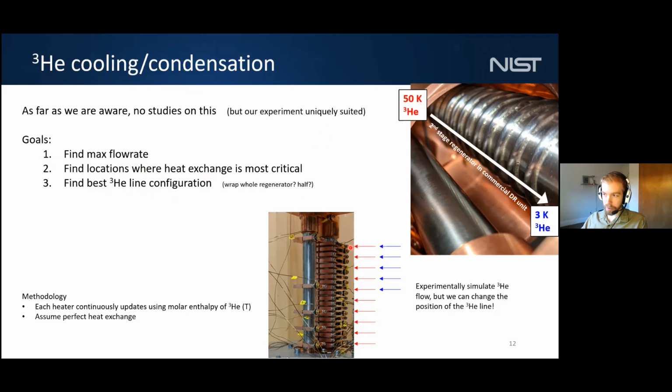And our experiment's suited to do this because we can apply heat wherever we want to along this regenerator. So we could turn all 10 of these heaters on, we could turn only the last 5 heaters on, etc. So what we're going to do is we're going to actually do experiments, but we're going to simulate the heat exchange as if helium-3 was flowing down this regenerator towards the 3 Kelvin plate. And we're going to assume perfect heat exchange here.